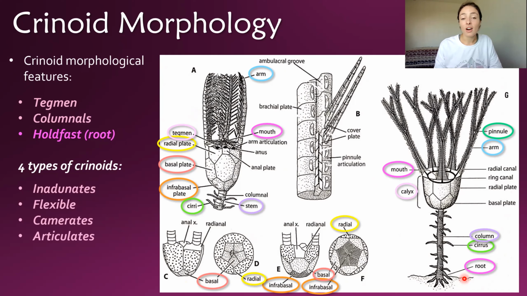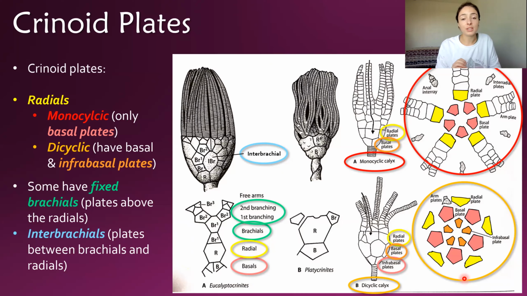Lastly, we have the articulates, the only class that survived past the Permian extinction and has continued to not go extinct until today. And this is the type of crinoid that we see in the modern ocean. The articulates have very flexible, articulated arms, which is what gives them their name, and they also typically have 5 infrabasal plates. So here's a figure that I just want to go through one more time to talk a little bit more in detail about these crinoid plates.